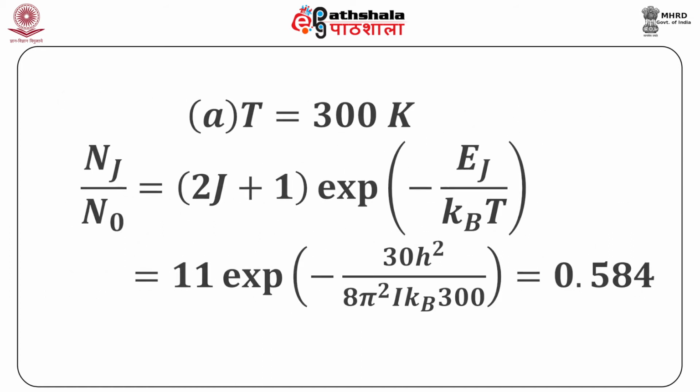So, first we substitute T is equal to 300 K and you find that the population is a fraction 0.584.